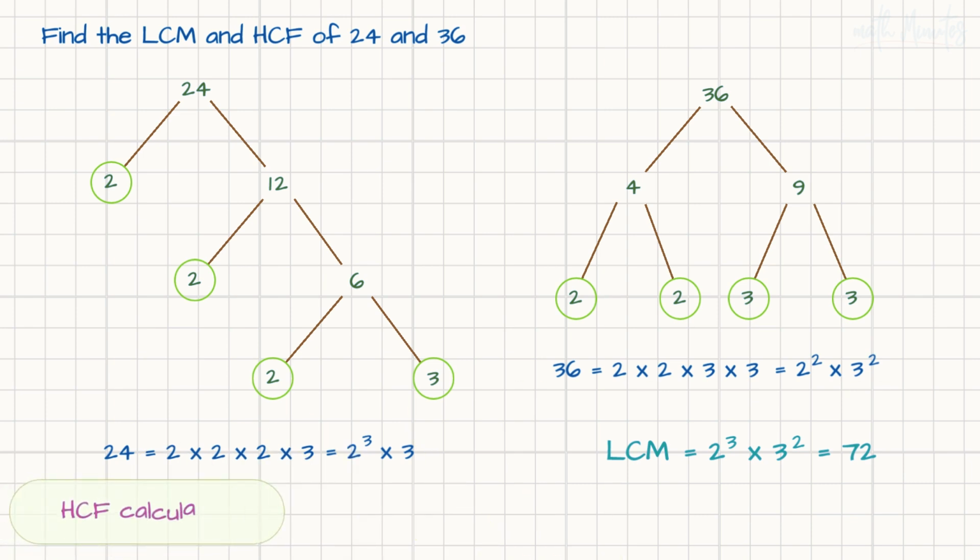Step 3. The HCF calculation. To find the HCF, we identify the lowest power of each common prime factor present in both numbers and multiply them together. In this case, we have 2 to the power of 2 and 3 to the power of 1. The HCF of 24 and 36 is 2 squared times 3, which equals 12. It's the largest factor that divides both 24 and 36. And there you have it. By using prime factorization, we were able to find the LCM and HCF of the numbers 24 and 36.